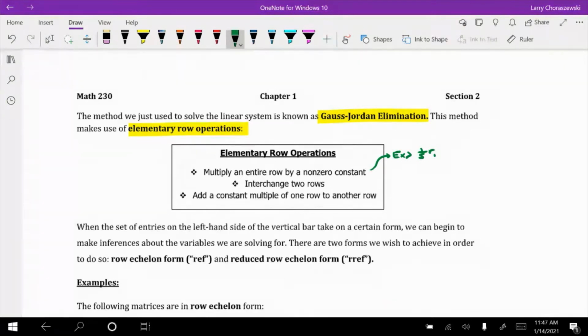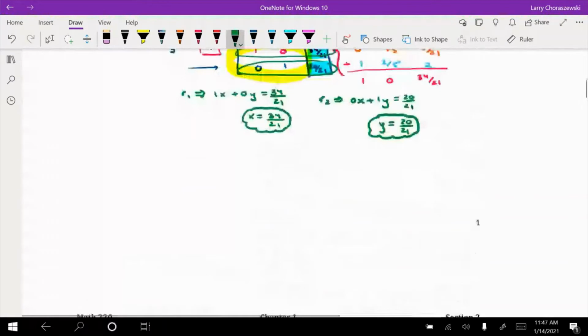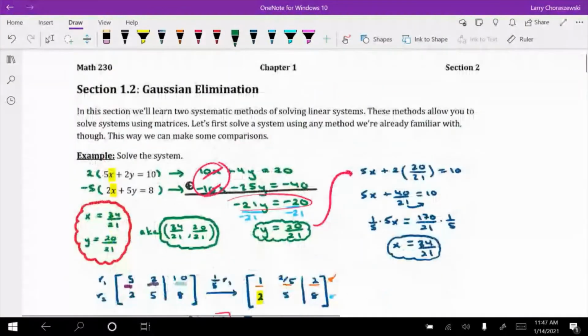Another row operation is defined as interchanging 2 rows. So this is when you can swap row 1 with row 2 and vice versa. And if you think about it, we can do that with a linear system that's presented to us in equation format in the beginning. There would be no harm in switching these 2 equations with each other. We would still get the same answer.